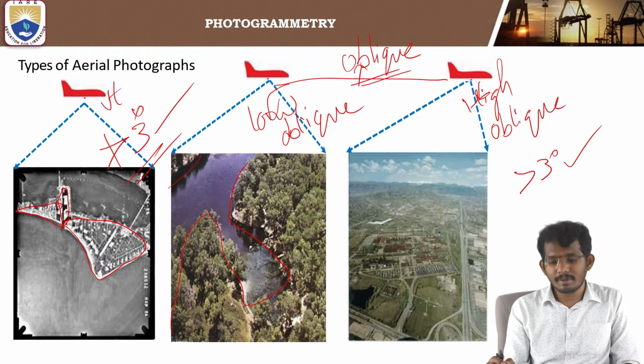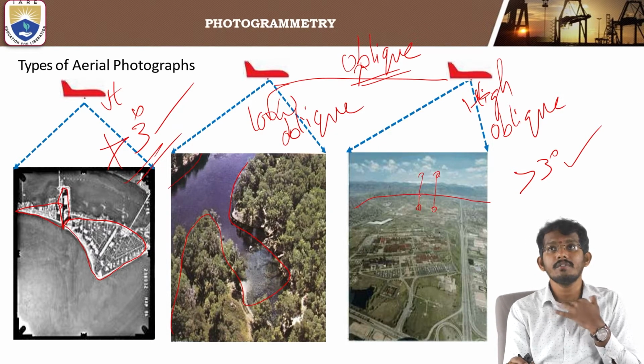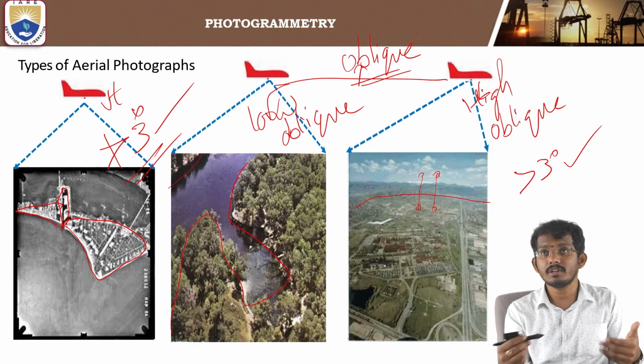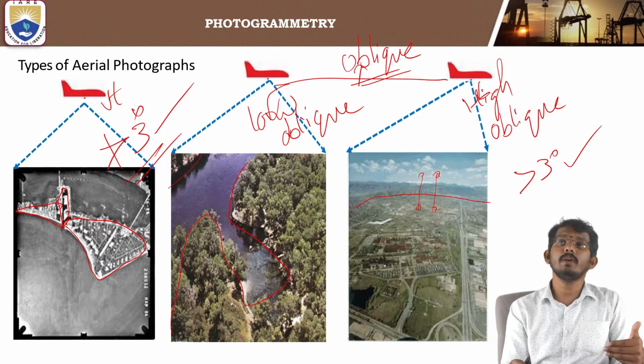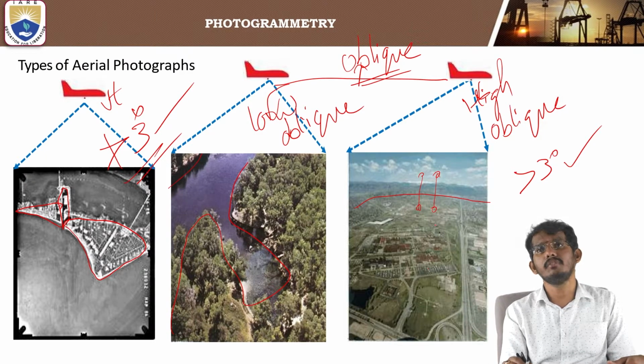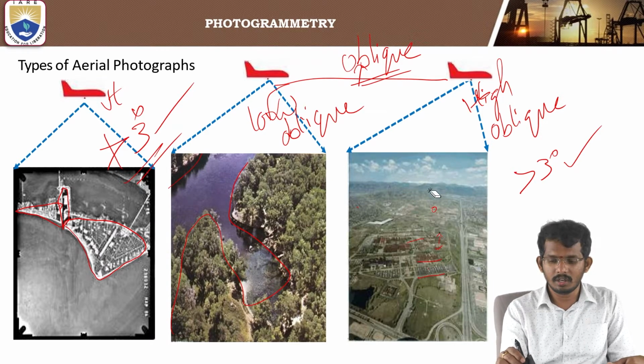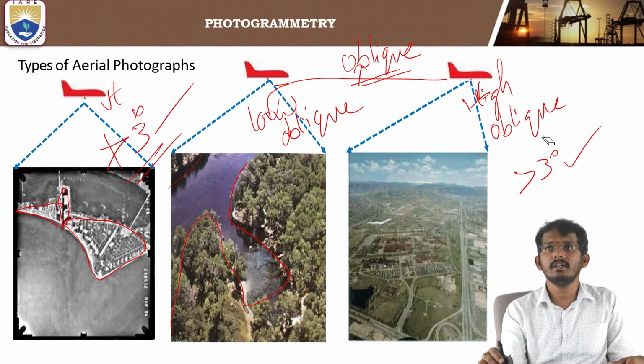And in a high oblique photograph, observe carefully. Here the image represents the sky and the earth connecting. We can observe carefully that the earth and the sky are both seen in the photograph. Here the camera angle is very low, so the photograph is very high oblique. In such a case, measurement may be difficult, and we cannot trace the height of the object approximately. This is the difference between high oblique, low oblique, and vertical photographs.